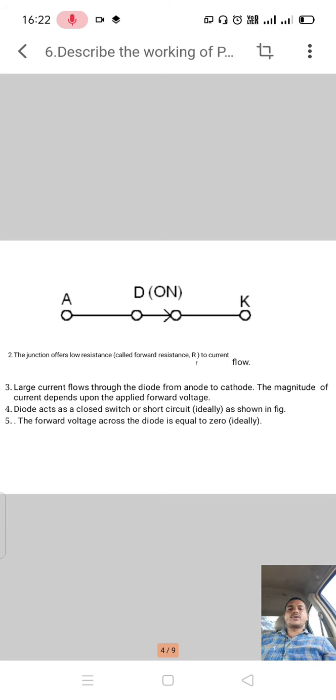So in this situation the diode acts as a closed switch or short circuit, and the forward voltage across the diode is equal to 0 ideally.